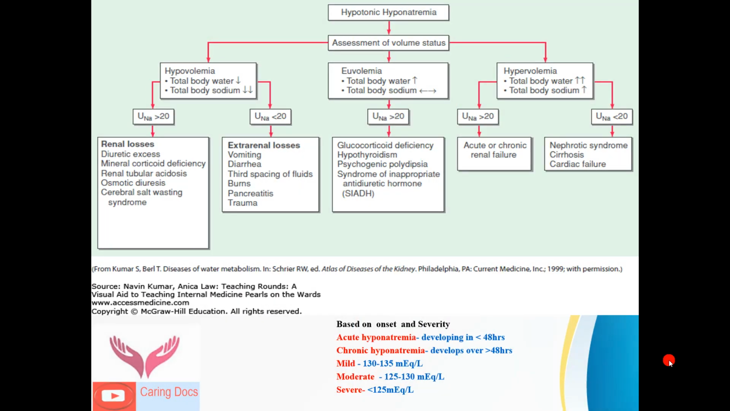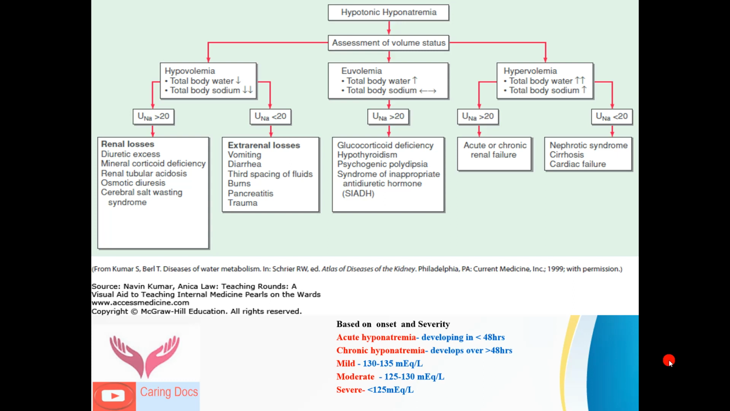This is the basic approach of a hypotonic or true hyponatremia. We will see the volume status of the patient, whether he is hypovolemic, euvolemic, or hypervolemic. Then we will check their urinary sodium values, and this I have discussed in my previous slide. The patients of hyponatremia are further divided on the basis of their onset and severity.